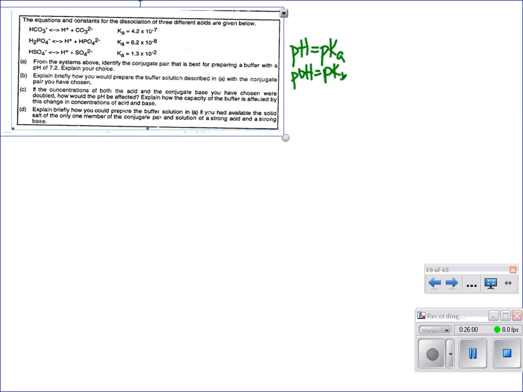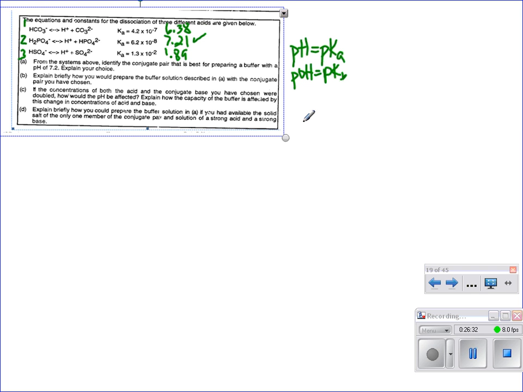So keeping that in mind, if I want to make an effective buffer with a pH of 7.2, which one is going to be the best one up there? A, B, or 1, 2, or 3? 2 would be. How did you get that? You took the negative log of each of them. So to prove your work, I'd want you to take the negative log of each of these. And when you do, you get 6.38, you get 7.21, and you get 1.89. Obviously, that's closest to what we're looking for, okay?